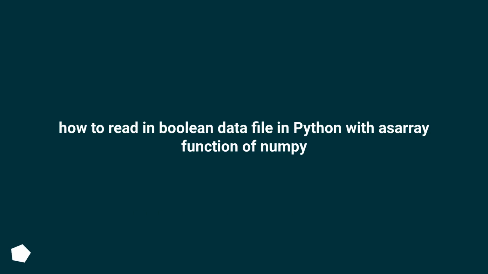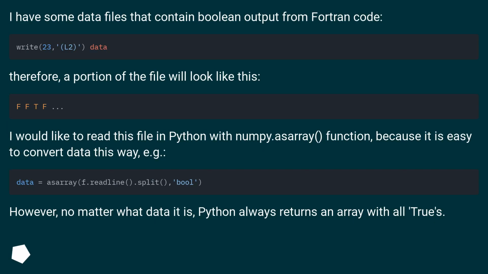How to read in boolean data file in Python with asarray function of numpy. I have some data files that contain boolean output from Fortran code. Therefore, a portion of the file will look like this.